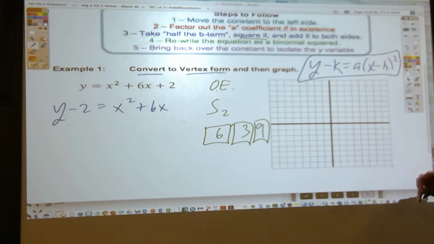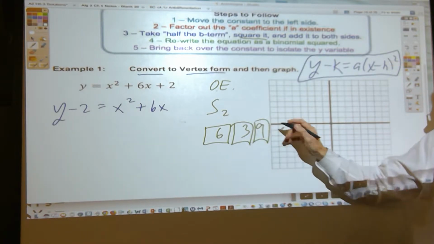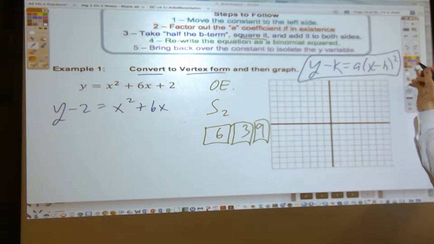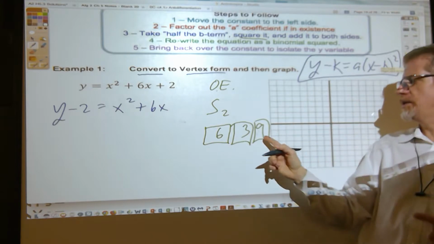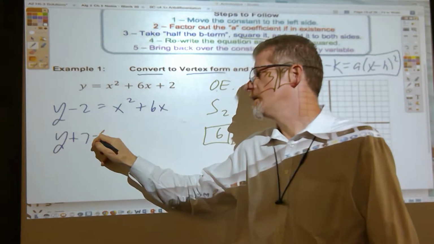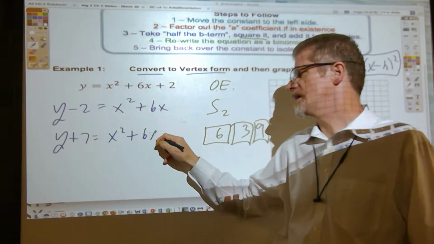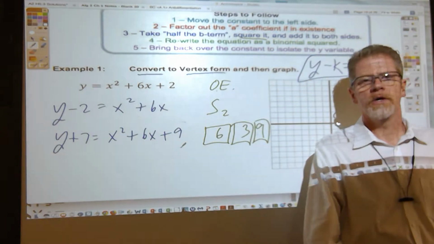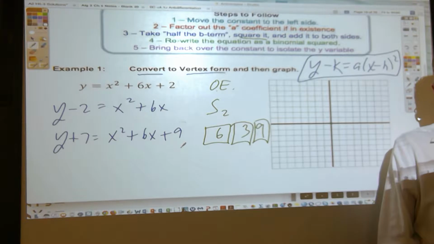All right, those 3 boxes are a signal that it's time to add whatever the third box is to both sides. So help me out here. Please add 9 to both sides. So it's going to be y plus 7 equals x squared plus 6x plus 9. We've added box 3 to both sides.